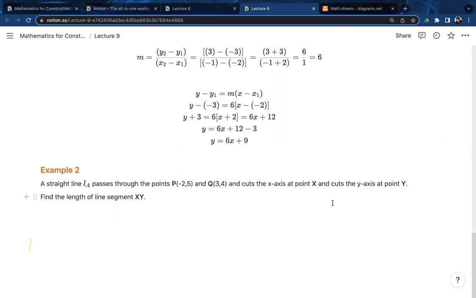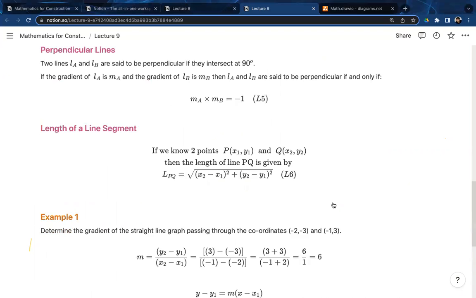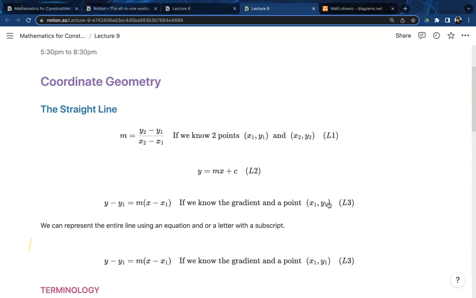I want you to sit down and think about the equation of a line, y equals mx plus c, because here we'll get something like this. How would you know where it cuts the x-axis? What happens on the x-axis? How would you use this equation here to figure out where it cuts the x-axis?